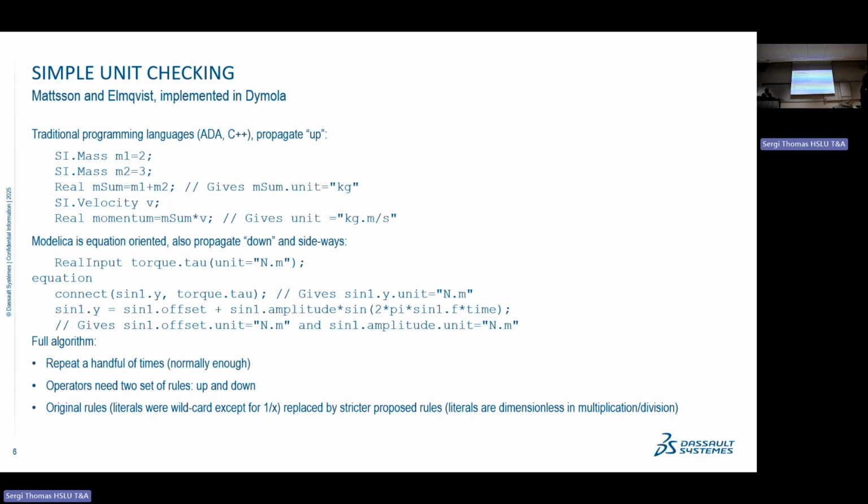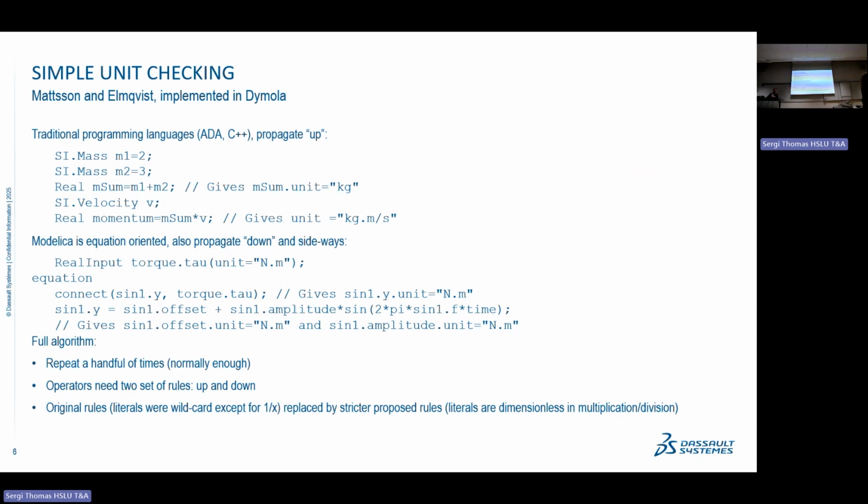So then we go to the simple unit checking, and it was introduced by Sven Erik Mattsson and Hans Olsson and implemented in Dymola quite some time ago. And what you first have in traditional programming languages is that you can do very simple unit handling by propagating units sort of upwards. So if you have 2 terms with a unit, then if you add them, the sum is the same unit. And if you multiply, it's the multiplication of units. That's quite common in libraries in many languages.